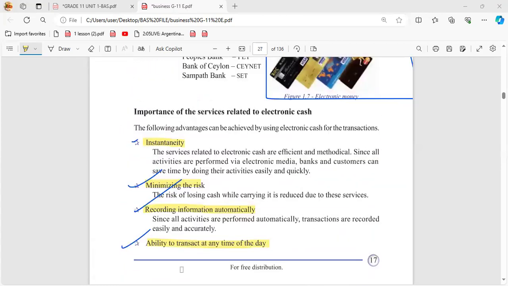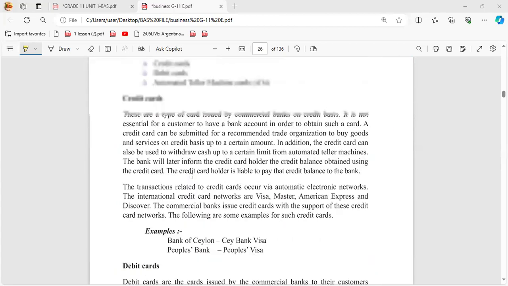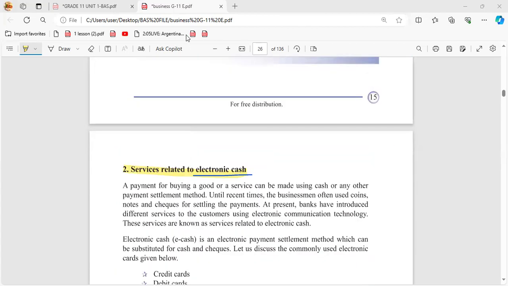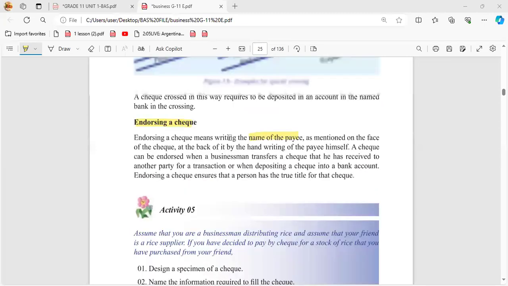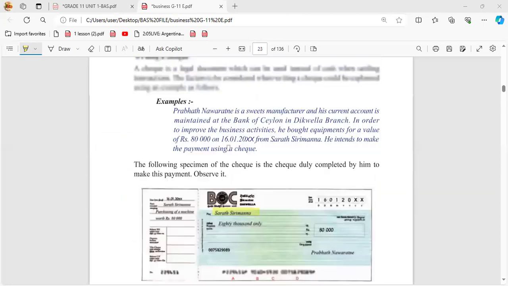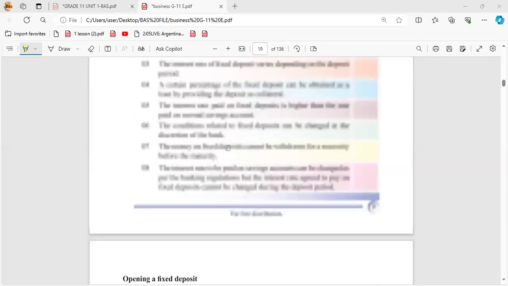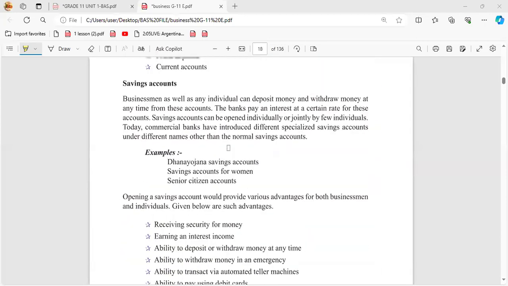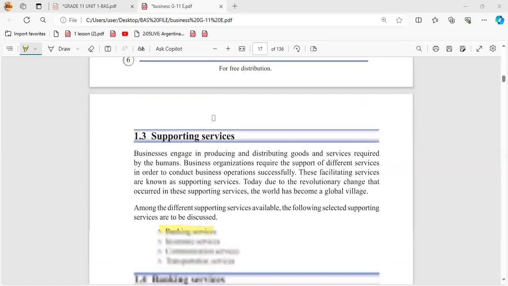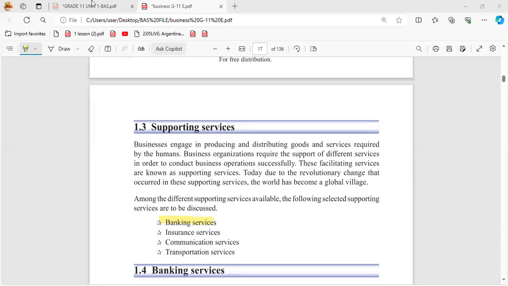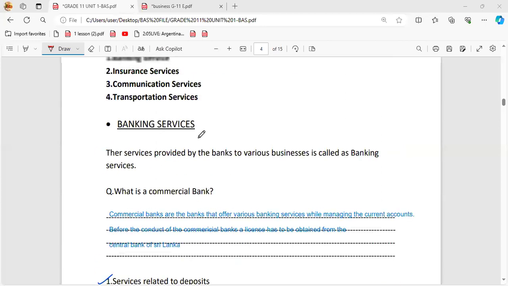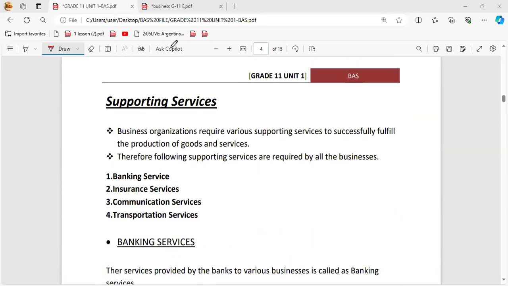So with that, the banking services comes to an end. Did you all understand everything clearly? The limit can't be exceeded, but if you are exceeding, you can get permission from your bank. We discussed the savings deposit account, fixed deposits, and the current account. With this, our banking services, which are the supporting services, come to an end.